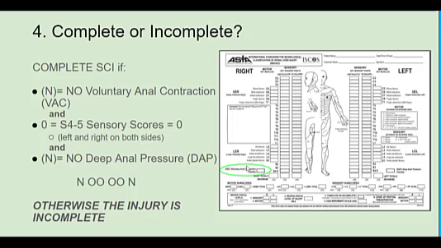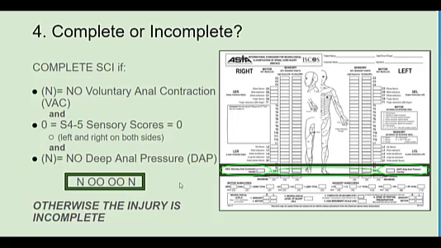The voluntary anal contraction is here, and that's just a yes or a no. And then we're also looking at the light touch and the pinprick for S4 and S5, remember on the right and the left, as well as a deep anal pressure, and that's going to be a yes or a no. We're going to look all the way across that section to see if we have a no, a 0, 0, 0, 0, and a no. We call that "no-0000-no." If we have that there, then we automatically know that this is a complete spinal cord injury.